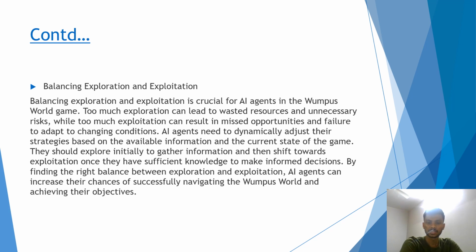AI agents need to dynamically adjust their strategies based on the available information and the current state of the game. They should explore initially to gather information and then shift towards exploitation once they have sufficient knowledge to make informed decisions. By finding the right balance between exploration and exploitation, AI agents can increase the chances of successfully navigating the Wumpus World and achieving their objectives.